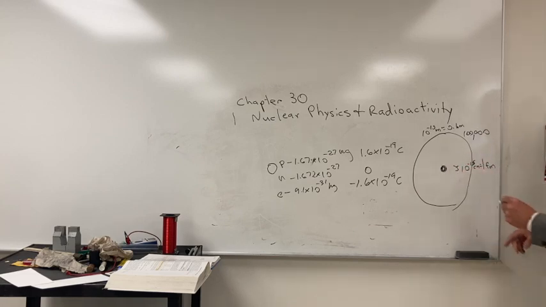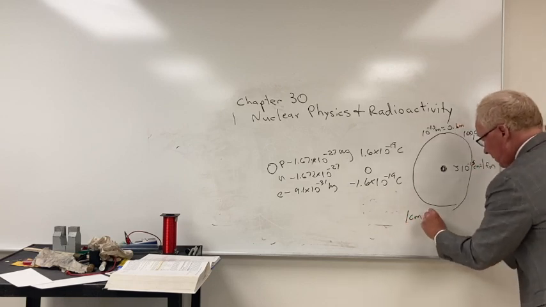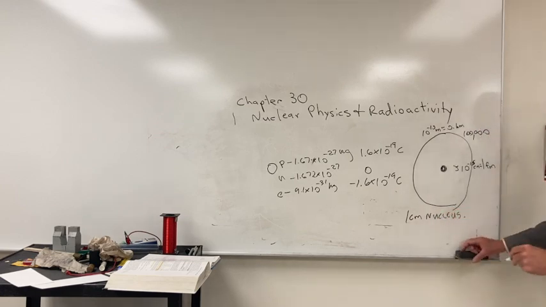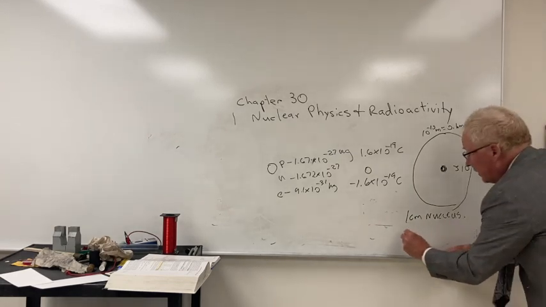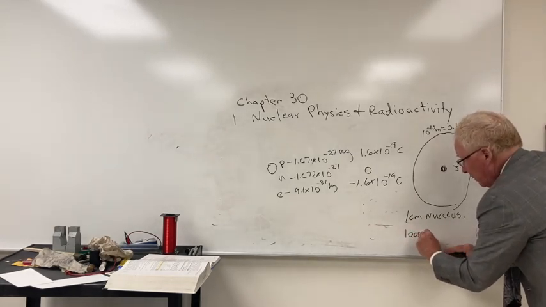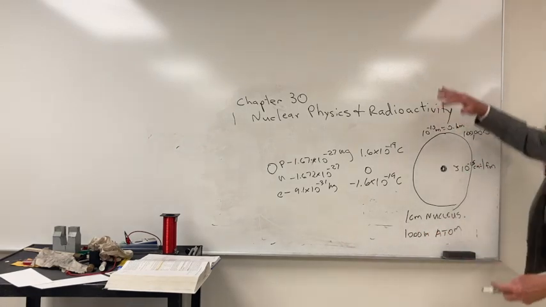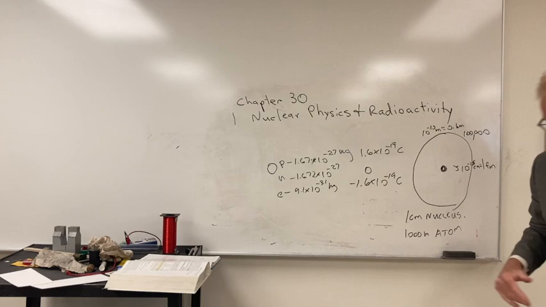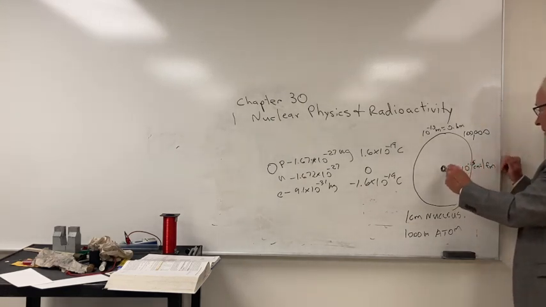To get on the same scale, if the nucleus were approximately 1 centimeter, then the atom would be 100,000 times that, or 1,000 meters. I'd have to go 1,000 meters high to get the same scale for the size of the atom.